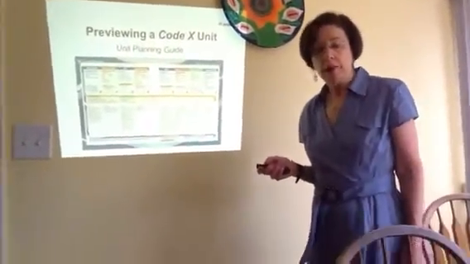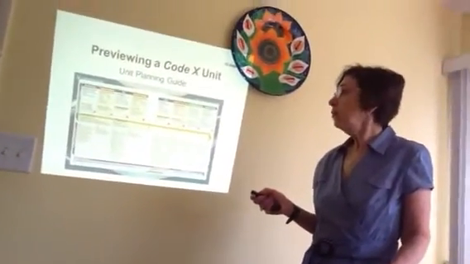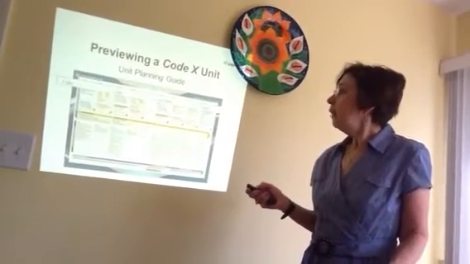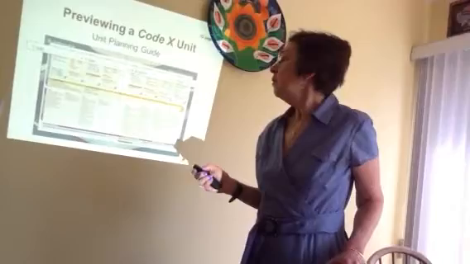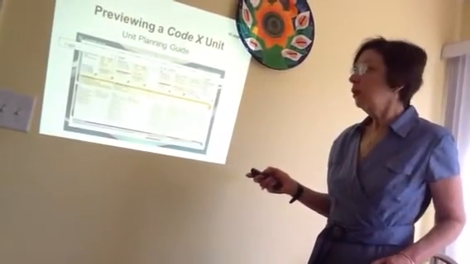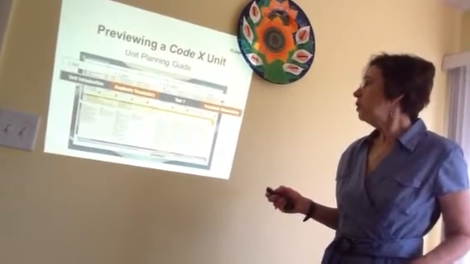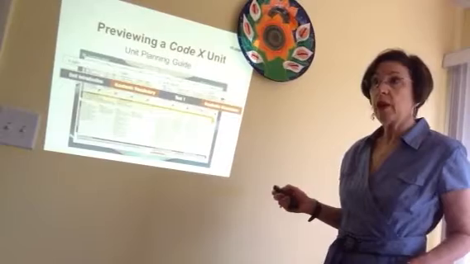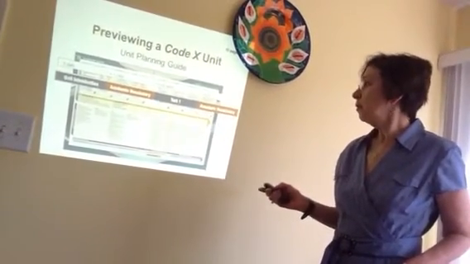In the Codex program, at the beginning of each unit, there's a unit planning guide. Notice that it will indicate about how many days it will take for each of the components that you're going to be including. Also, everything is color-coded. Your introduction and your anchor text come in blue. Academic vocabulary is always in orange.